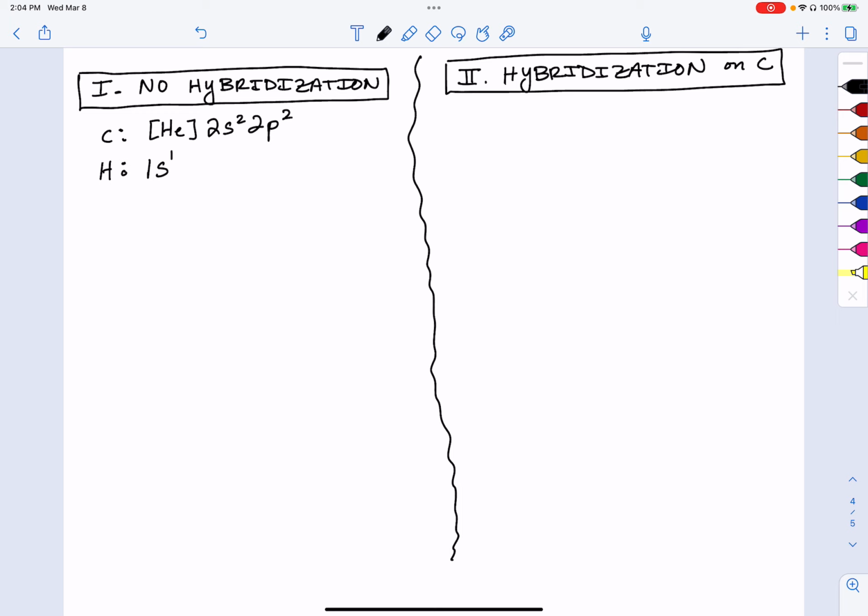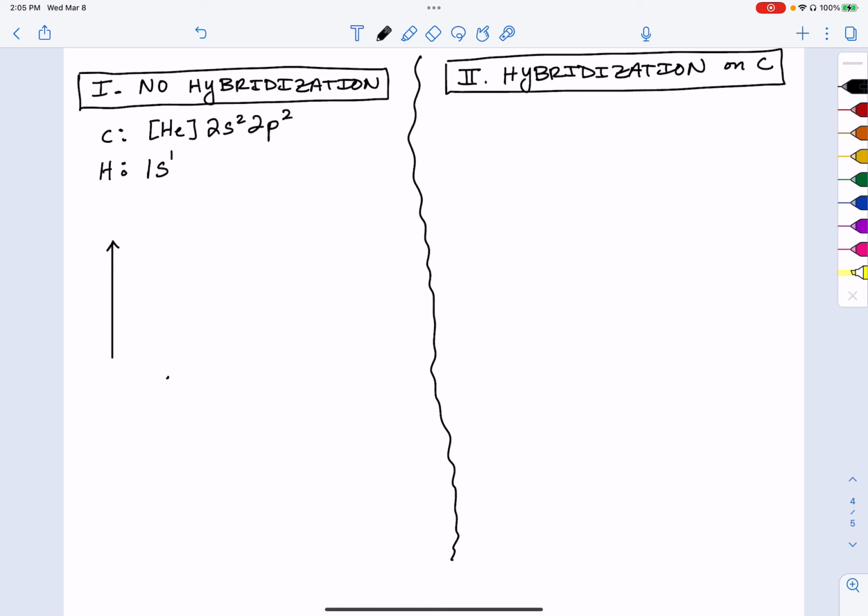And what we are going to do is look at how I can form bonds by overlapping hydrogen orbitals, being the 1s's, with carbon orbitals, being these 2s and 2p's, such that their overlap results in a spin pair of electrons, which we call a bond.